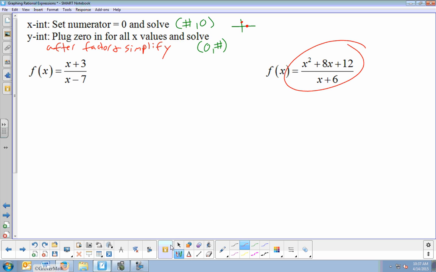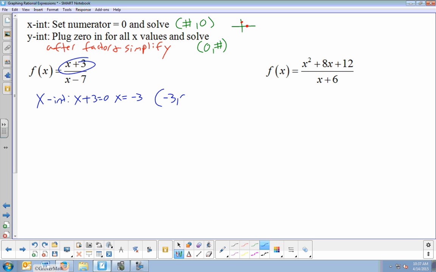So my first example here, this has nothing to factor, x plus 3 over x minus 7, so I could just jump right into what I have here. So to do the x-intercept, what I do is I take the numerator and set it equal to 0. So that'd be x plus 3 equals 0, which turns into x equals negative 3, which gives me the coordinate negative 3, 0 for my x-intercept. So whatever you end up with as x equals, that then is your number, comma, 0 for the x-intercept.